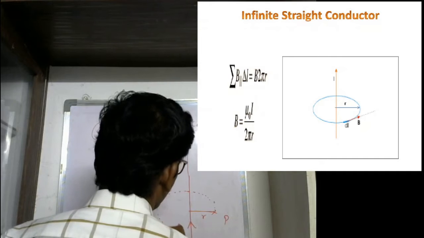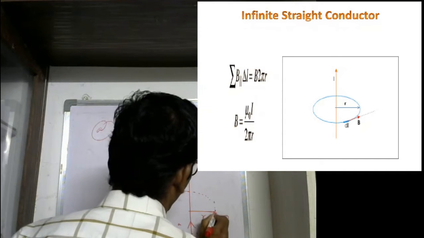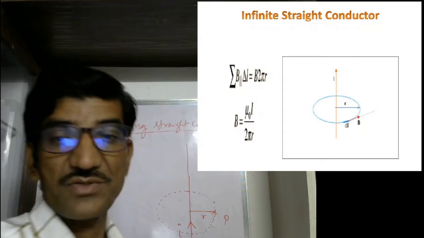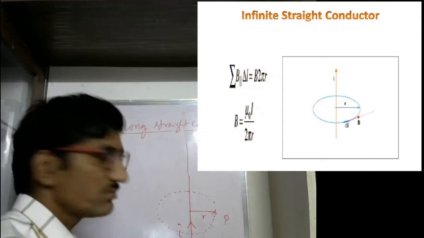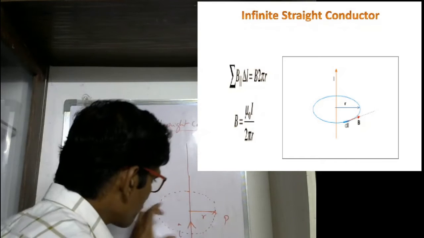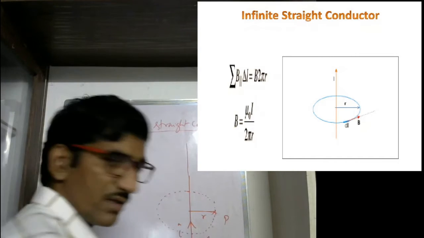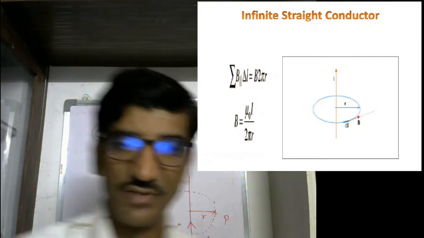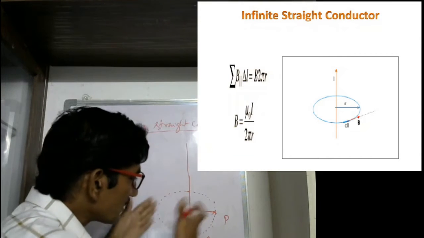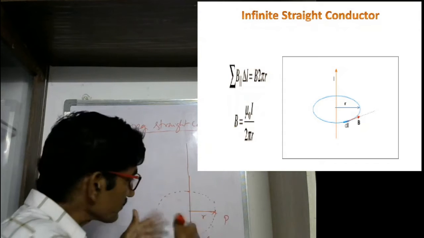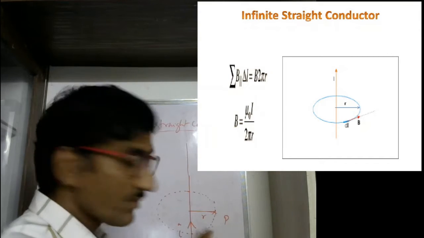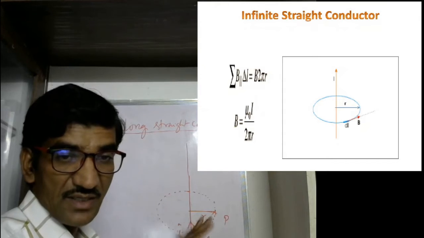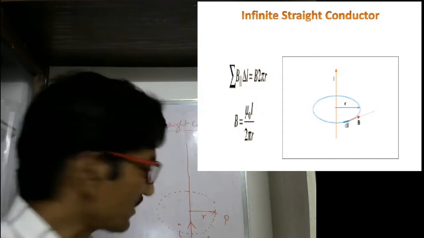You see, this is not the real one. I'm drawing just like a Gaussian surface in electrostatics. Now, I'm choosing this curve to apply Ampere's law. How much current is linked with the area made by this curve? Current I is linked with the surface bounded by this curve here.